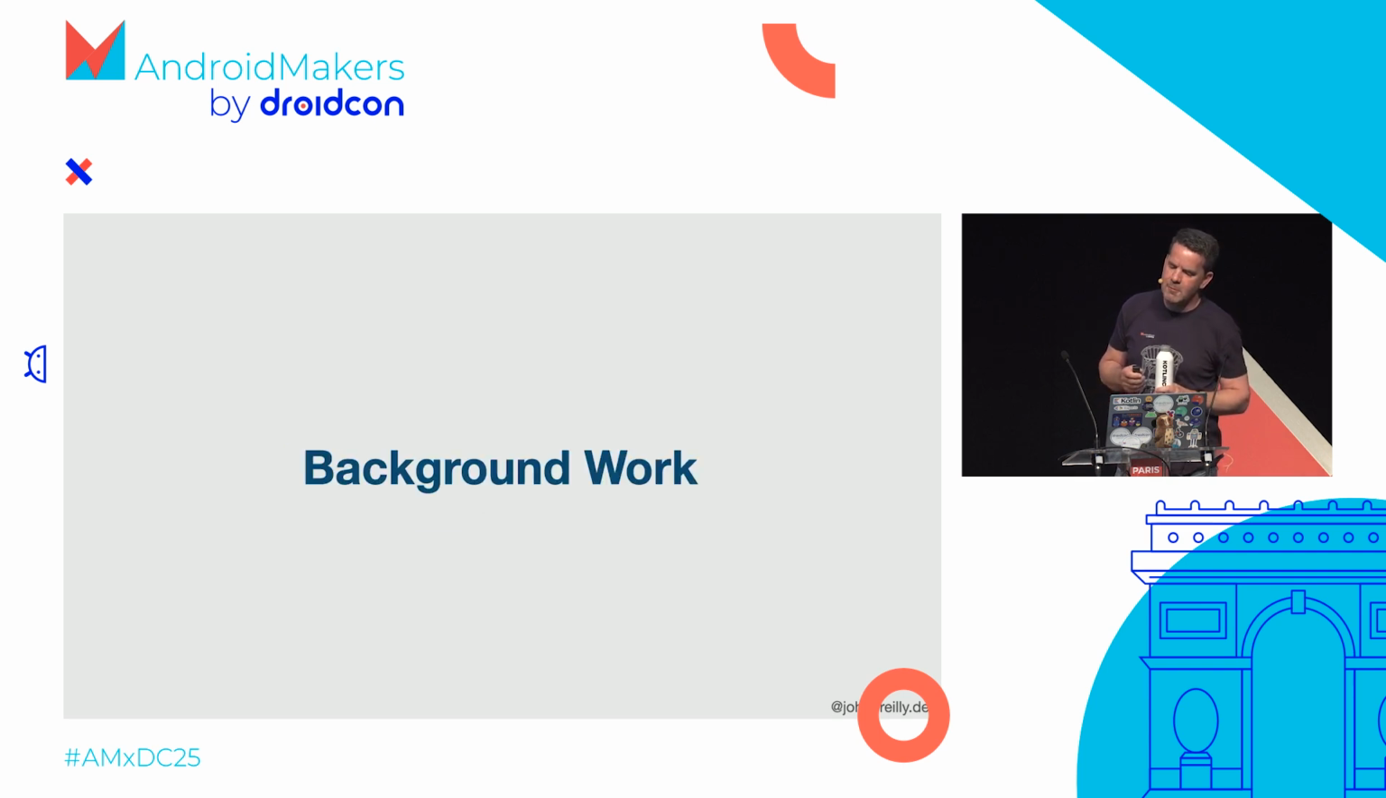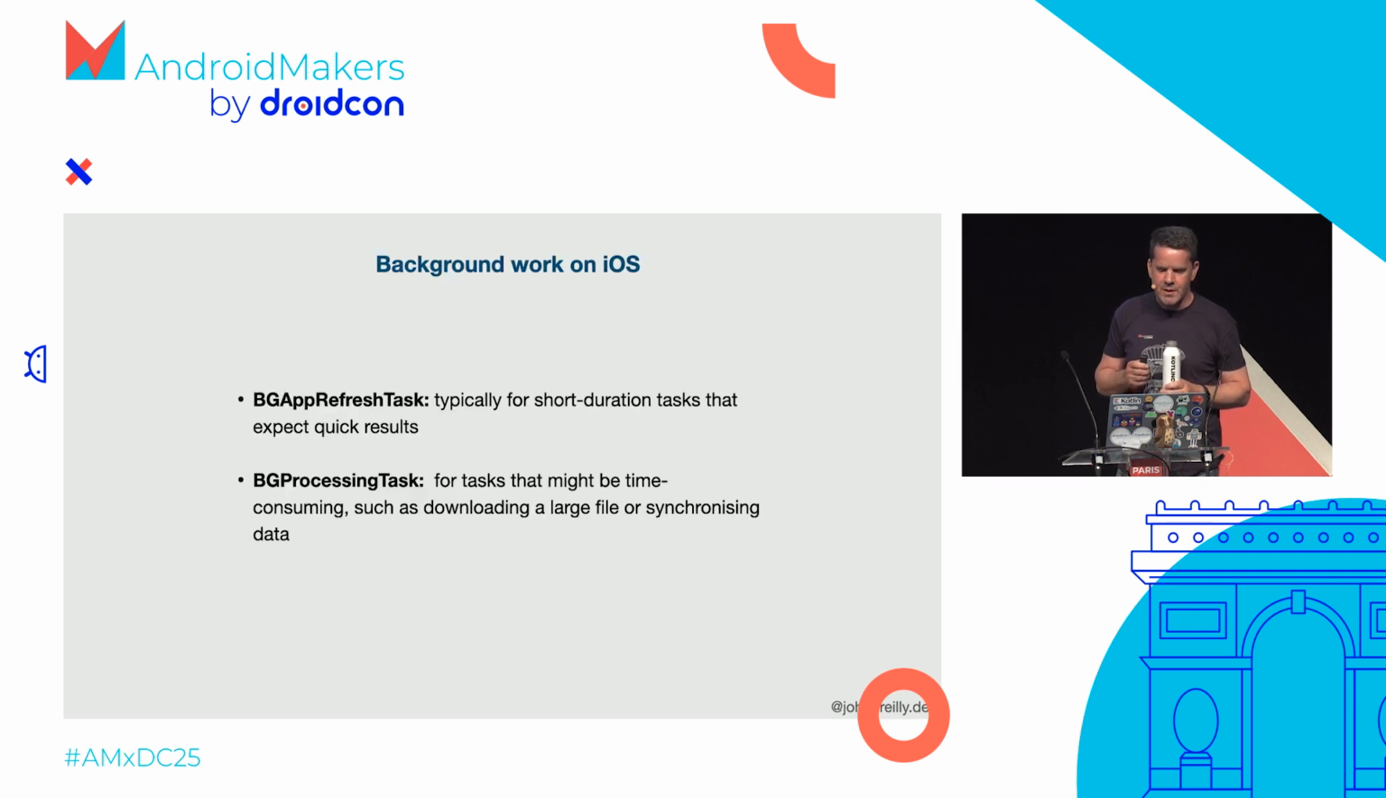Next up, I'm going to talk a little bit about how we can run background tasks on iOS in KMP CMP apps. So there are two types of background tasks on iOS. BG app refresh task for short duration tasks that expect quick results, whereas a BG processing task is for tasks that might be time consuming, such as downloading a large file or synchronizing data. Has anyone here, by the way, had to do background tasking in iOS? OK, a few poor hardy souls.